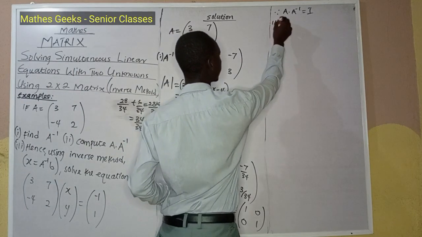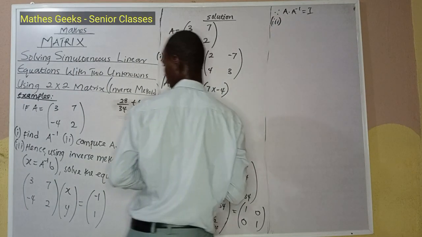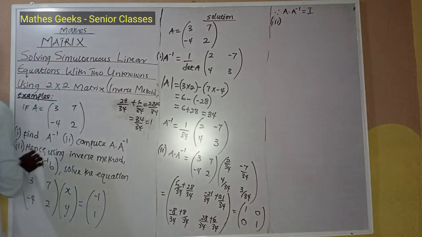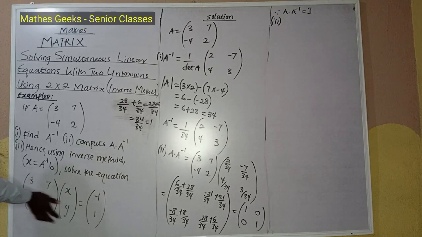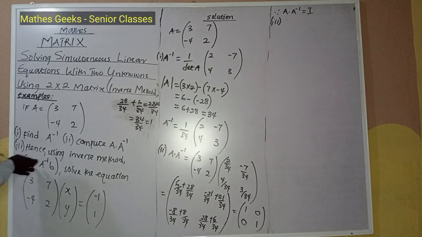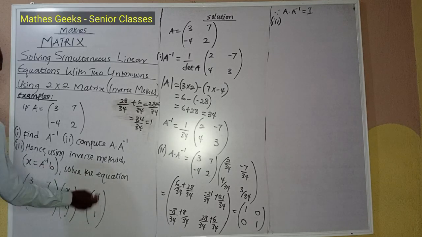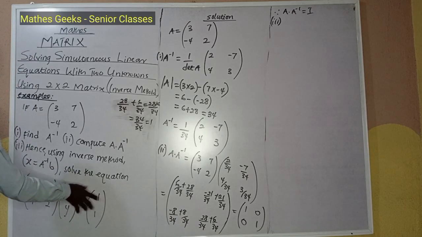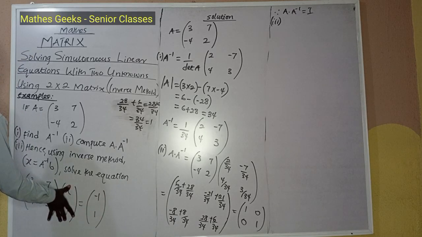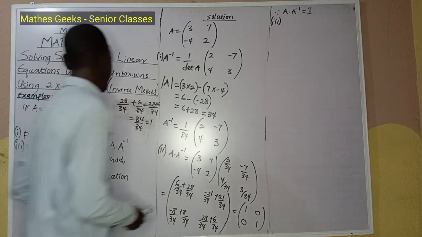Coming to the theory. It says hence, using the inverse method as x equals A inverse B, solve the equation in this form. So x here represents this part. A inverse will be when you bring this part to this side, it becomes the inverse, and B represents this part. Then we'll solve in that form. Our final answers will be the values of x and y.